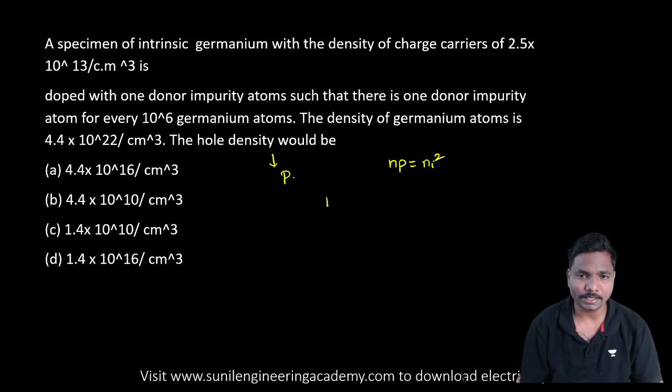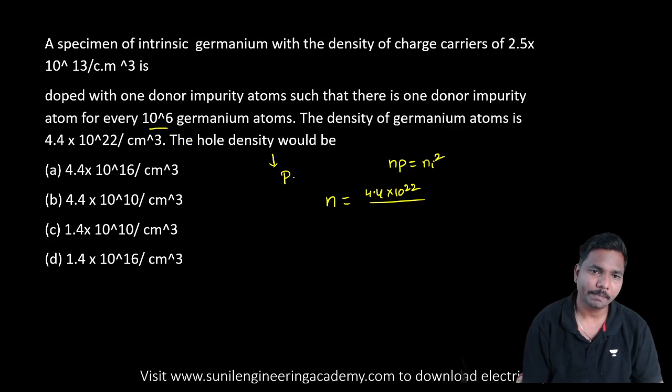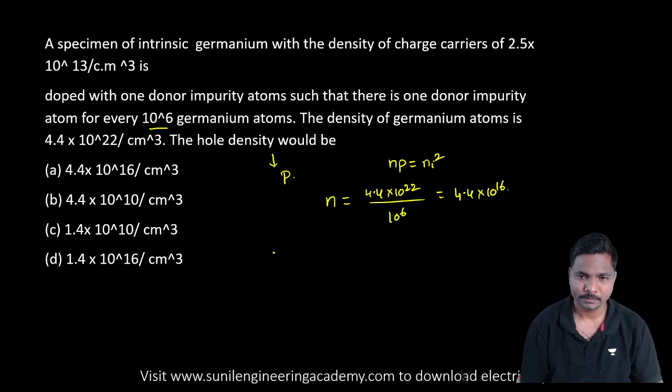So what is the N they have given? N is nothing but the density of donor atoms, one for every 10 power 6 germanium atoms. So that is 4.4 into 10 power 16 you will get. Okay, so from this P is equal to Ni square by N. Ni, the intrinsic concentration, 2.5 into 10 power 13 whole square by 4.4 into 10 power 16.